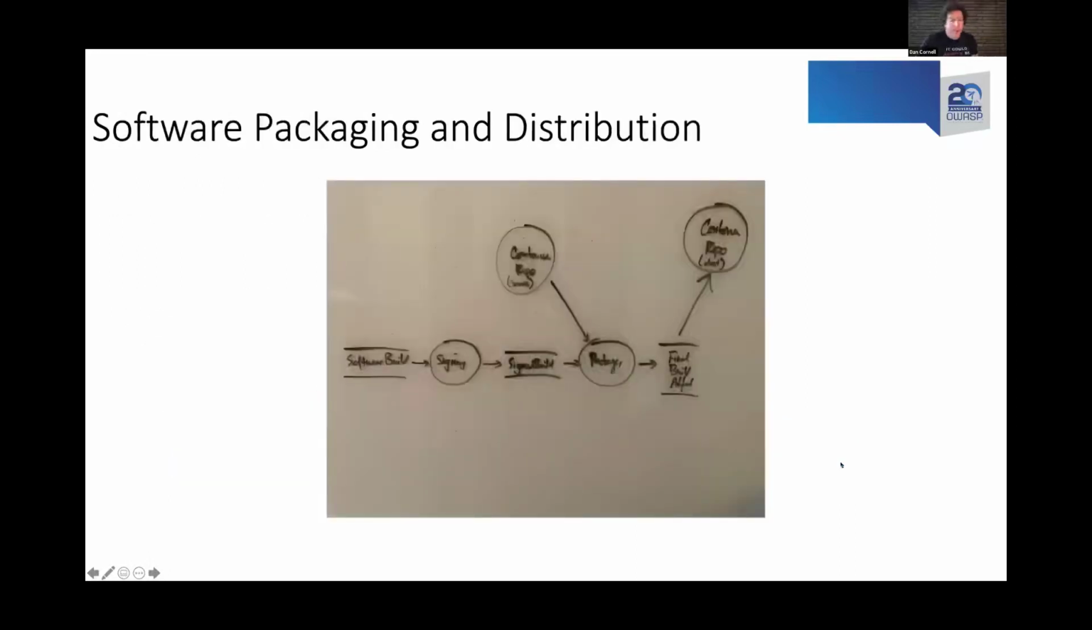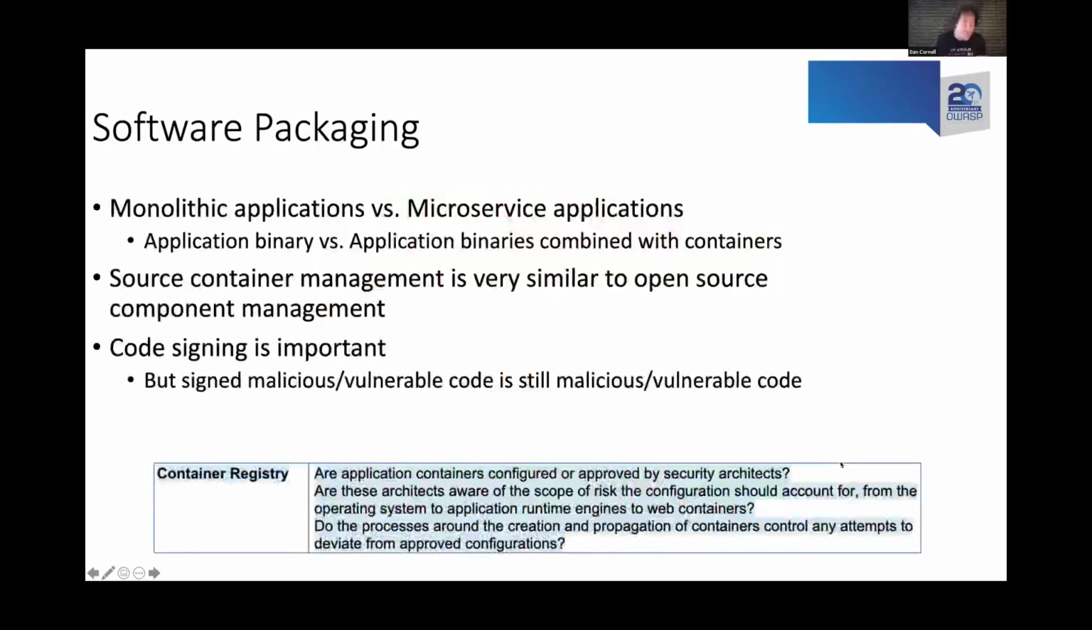Now, if we look at the software getting packaged and distributed, what does that look like? You've got monolithic applications, microservices applications. What are you actually distributing? Code signing is great. If you're using it, that's fantastic. But that doesn't solve the problems of backdoors or vulnerable code or other issues, because it merely freezes in time and blesses what's come through the process. If you've had problems earlier in the process, through this packaging and onto distribution, you may just be baking in problems that you had before.